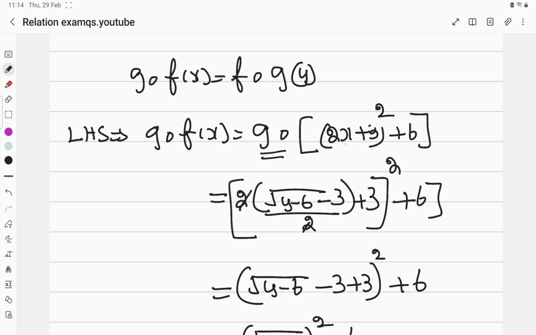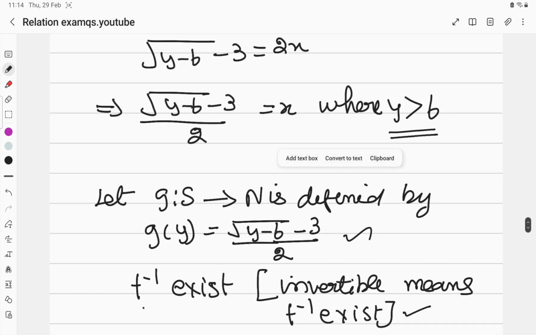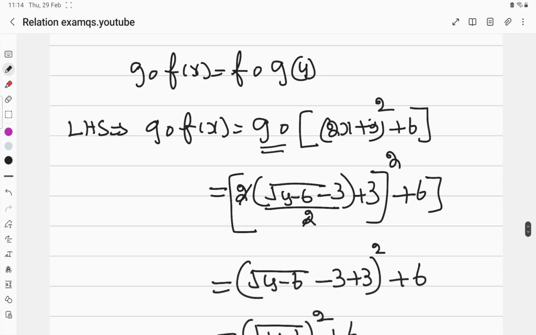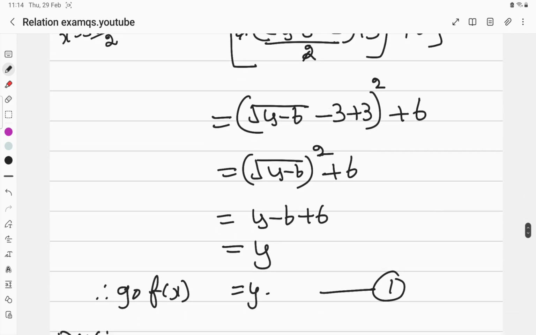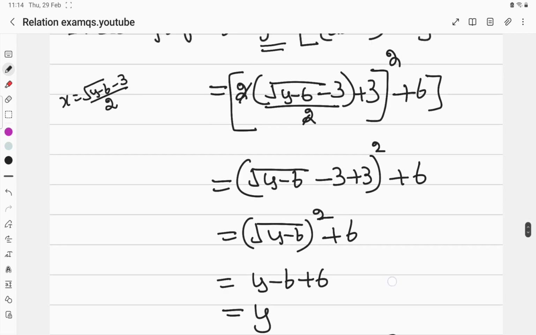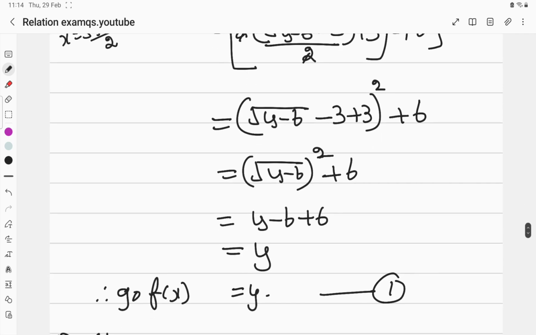So, substitute in x, we get the value of x is equal to (root of (y minus 6) minus 3) by 2, the whole square. On simplifying, we get y. Therefore, g circle f of x is equal to y.